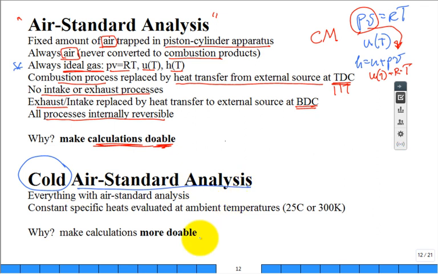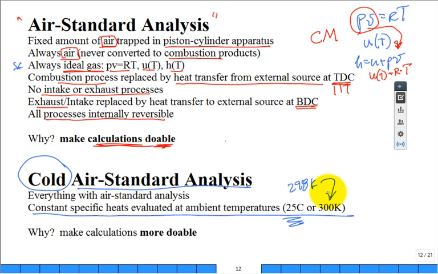Now, if they add the word cold in front of air standard analysis, it's everything for the air standard analysis as described above, but in addition, use constant specific heats evaluated at the ambient temperature, 25 C or 298 Kelvin, and I will often just say give it to me at 300 Kelvin, because what's the difference between 298 and 300 Kelvin? Minuscule. But we're using constant specific heat.